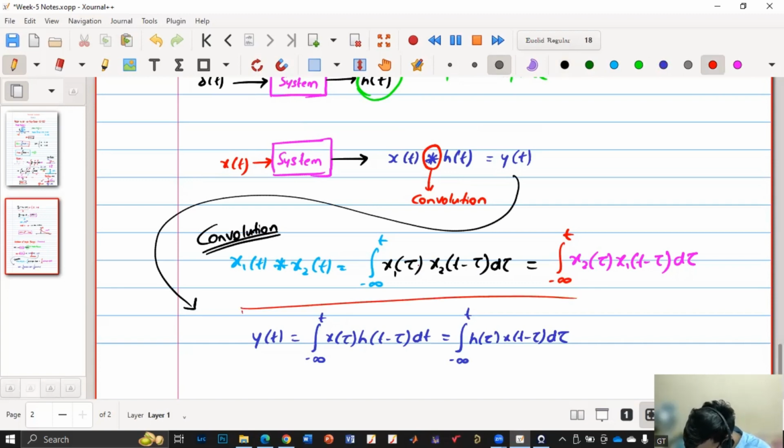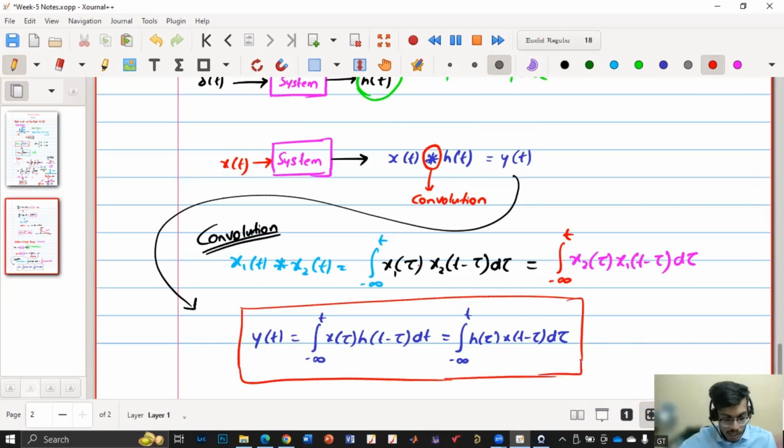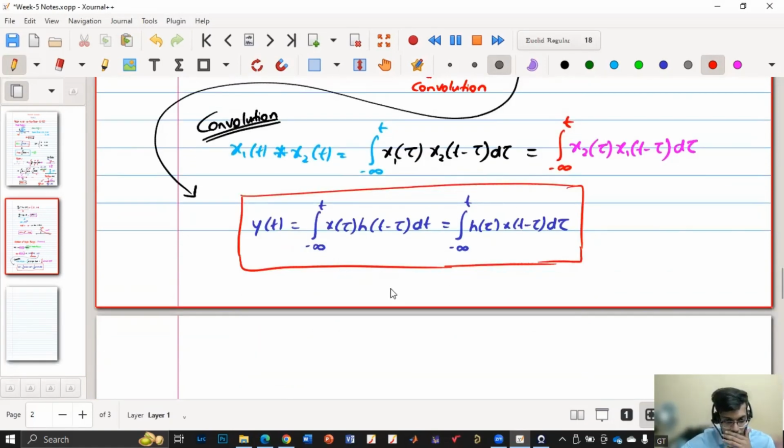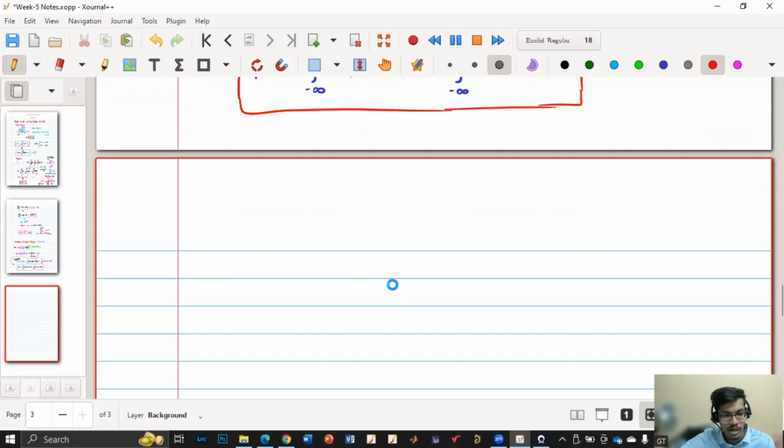So this means if I know the impulse response of a function, and for the same system the input is x of t, then I can calculate the y of t directly using this convolution. So let us take an example, series RL circuit.